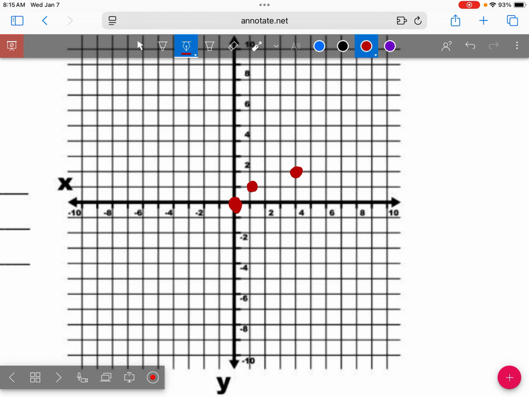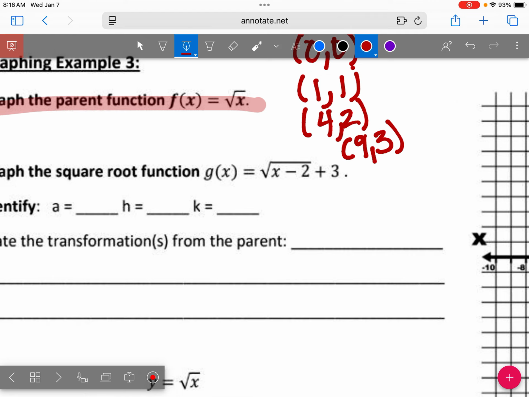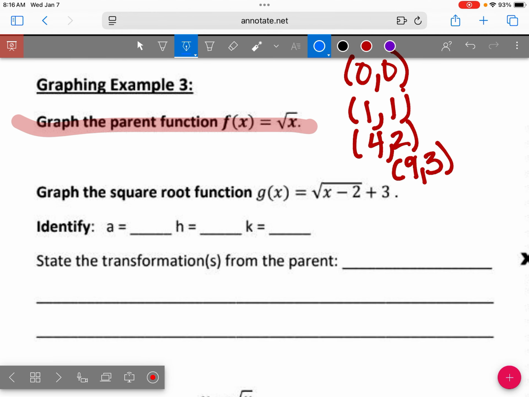Now, what's different about a square root is that it has a start, but it does not have an end. All right, one point doesn't have two arrows, it's just one arrow. This is what a square root function looks like. So now what we're going to do is look at this function here and identify the transformations.